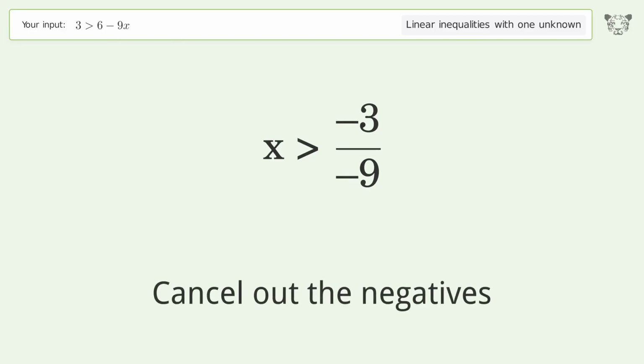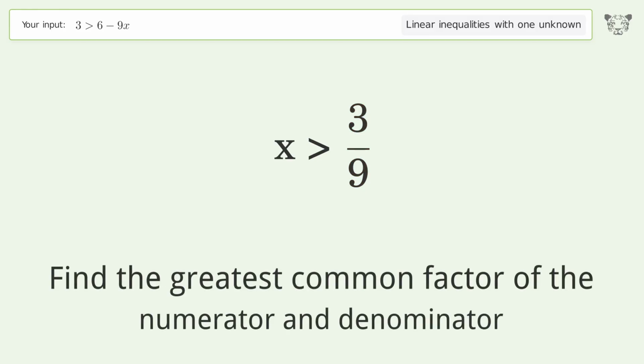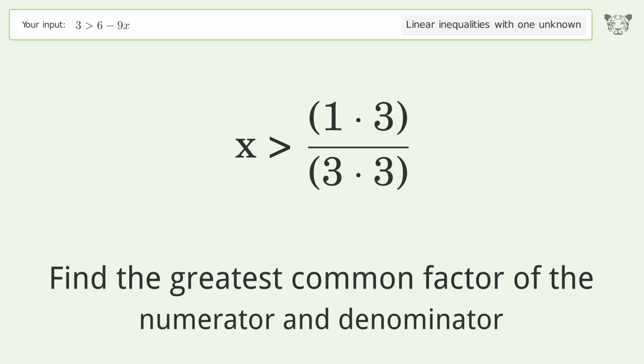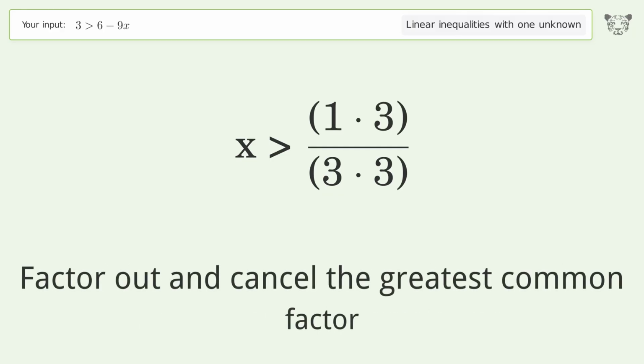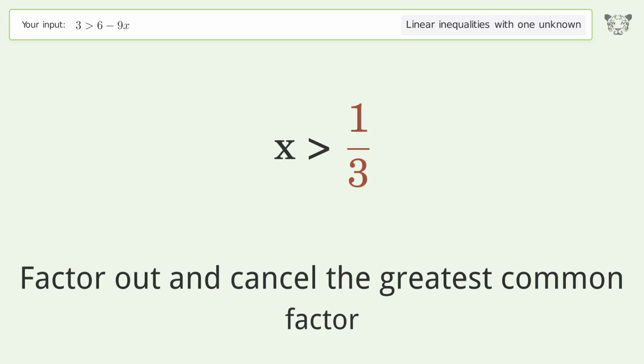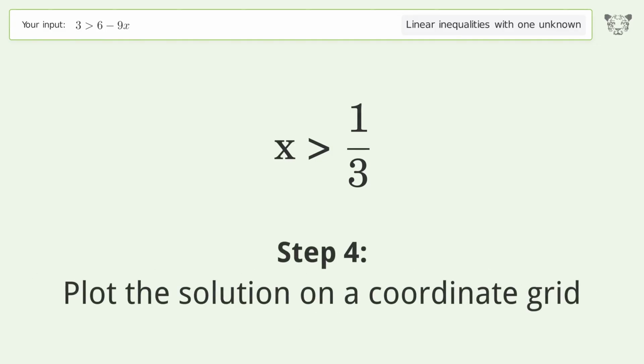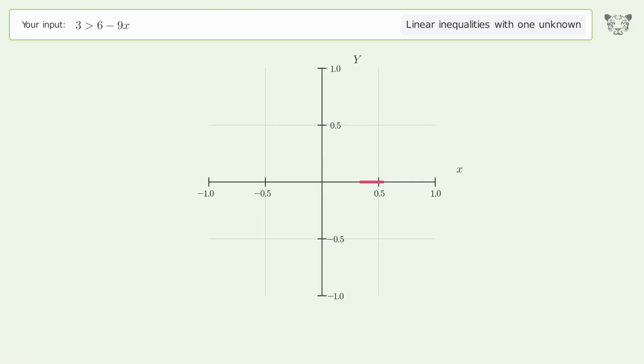Cancel out the negatives. Find the greatest common factor of the numerator and denominator. Factor out and cancel the greatest common factor. Plot the solution on a coordinate grid. And so the final result is x greater than 1 over 3.